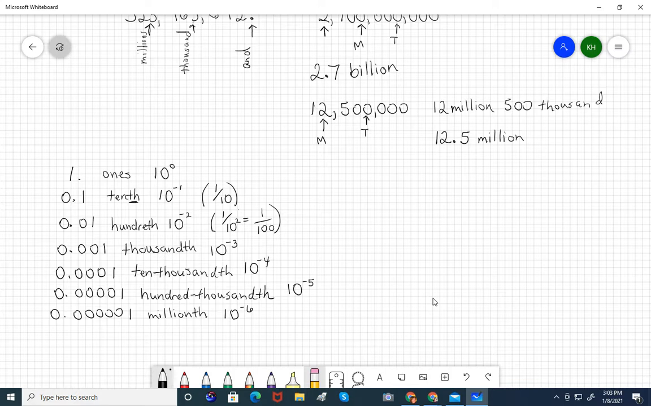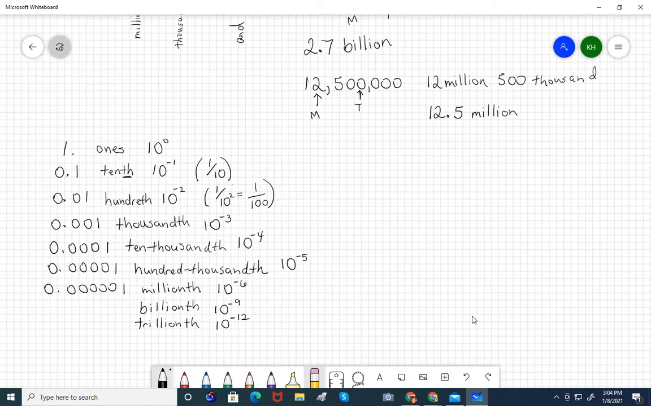Remember, 1,000 is 10 to the third. 1,000th is 10 to the negative 3. A million is 10 to the 6. A millionth is 10 to the negative 6. A billionth is 10 to the negative 9. And a trillionth is 10 to the negative 12. That's just a little short video that hopefully makes you feel a little more comfortable with place value.